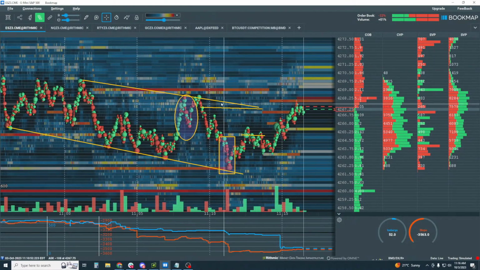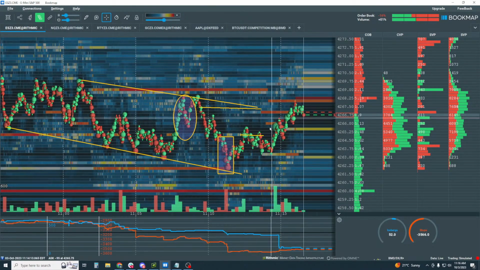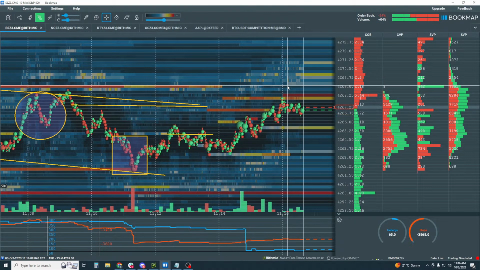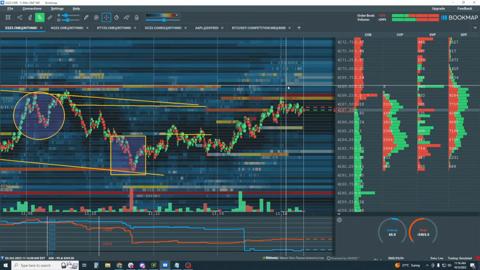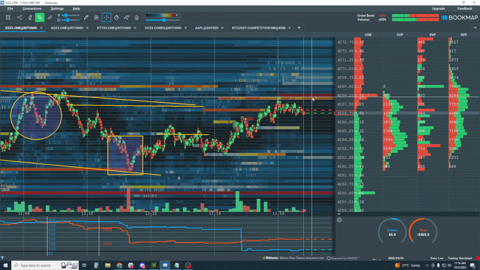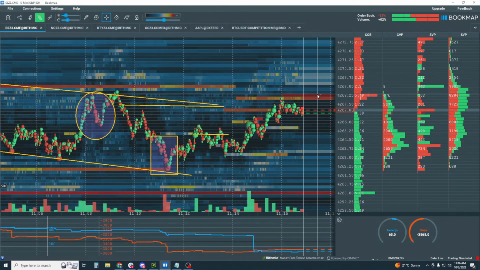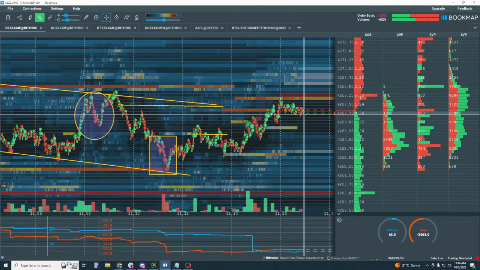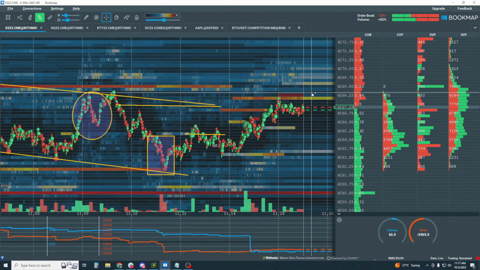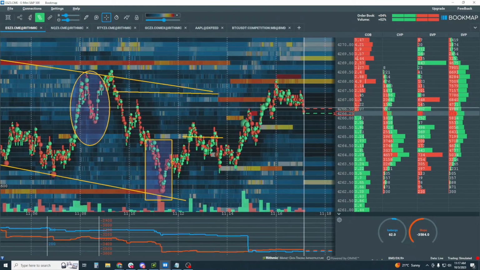I'm still staying on this structure. We do not see it broken yet. It's going to be tested, though, by these buyers, and we're going to see if they can follow through or not. Yeah, see this guy pulling that liquidity in here? Let's see how sellers react to it. Now, here we go. I'm looking for sellers.